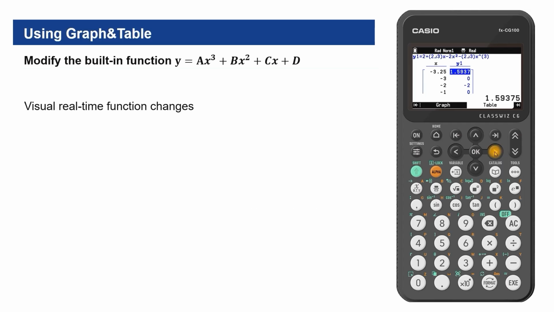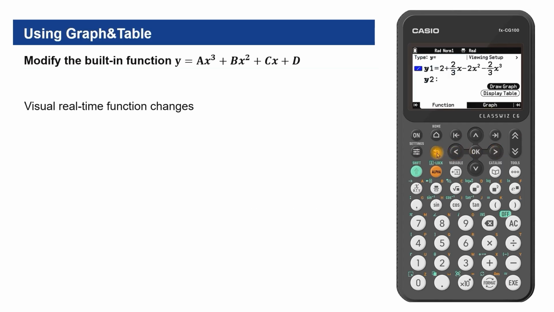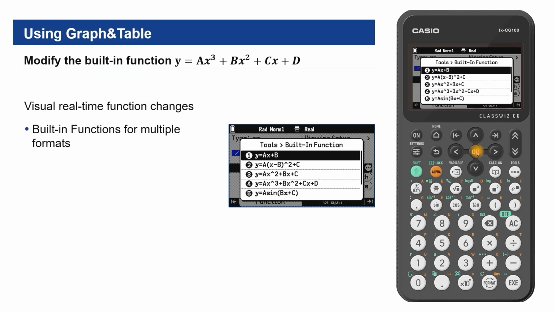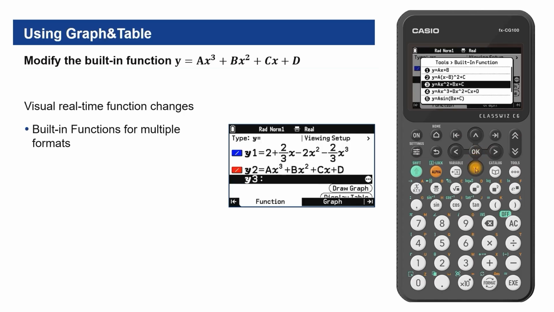Returning to the function editor, we can look at using the modify functionality of Graph&Table, which allows changes of function coefficients to be visually shown. Functions can be entered manually using the alpha key, but there are built-in functions that include the most common formats for polynomials and trig function transformations.